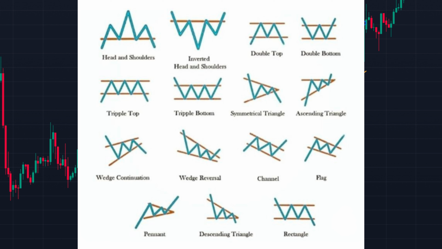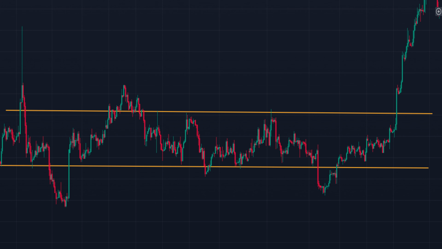Predicting breakout direction. Once you've identified the consolidation pattern, the next step is to predict the breakout direction. Will the breakout occur to the upside or the downside? A frequent mistake traders make is jumping into a position at the first sign of a breakout. For instance, in this example, we identified a support level and a resistance level, indicating a rectangle pattern.